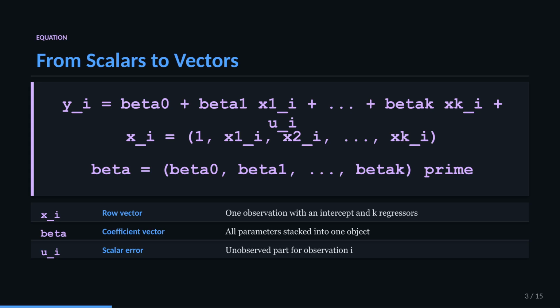Let us start with the usual regression for one observation. We write y sub i as beta 0 plus beta 1 x1 sub i, all the way up to beta k xk sub i plus u sub i. Now we bundle the regressors for that observation into a row vector x sub i. The first entry is 1 because we are including an intercept. Then we stack all the coefficients into a single column vector beta. This is the first important move. Instead of thinking about one coefficient at a time, we now treat the full parameter list as one mathematical object.